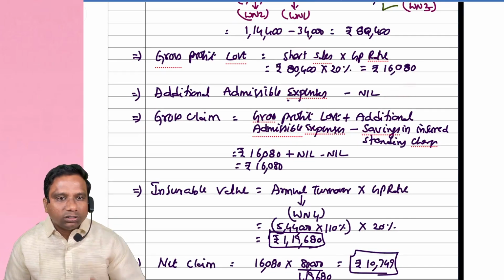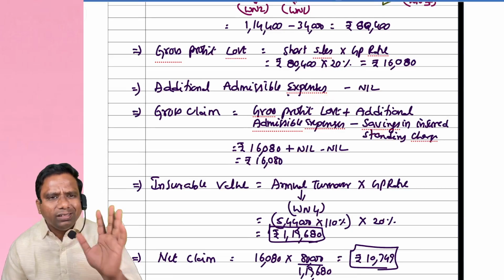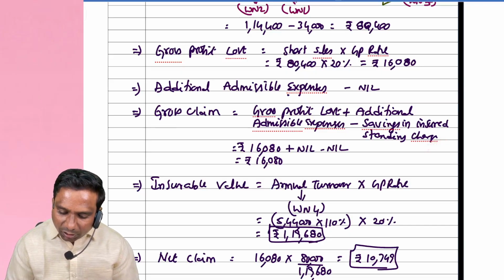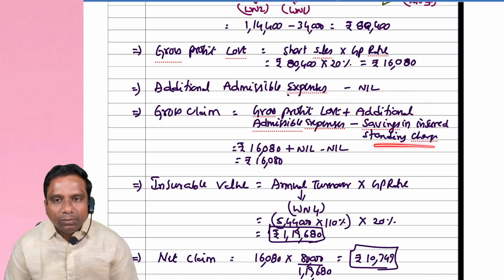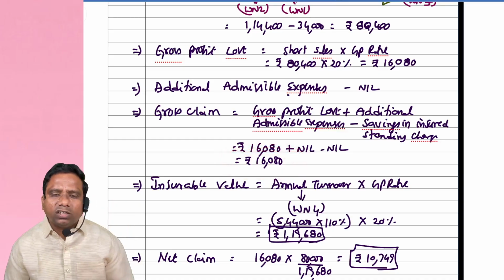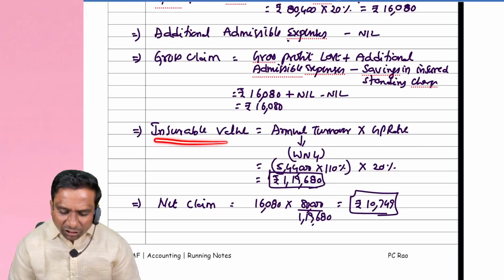Then what is our gross claim, sir? Gross claim is nothing but gross profit lost plus additional expenses, less saving in insured standing charges. You write this formula. Now, there are no admissible expenses and at the same time there are no savings in insured standing charges. So what is our gross claim? 16,080.